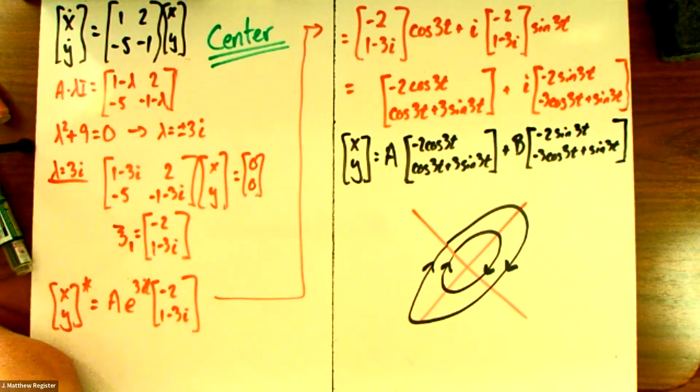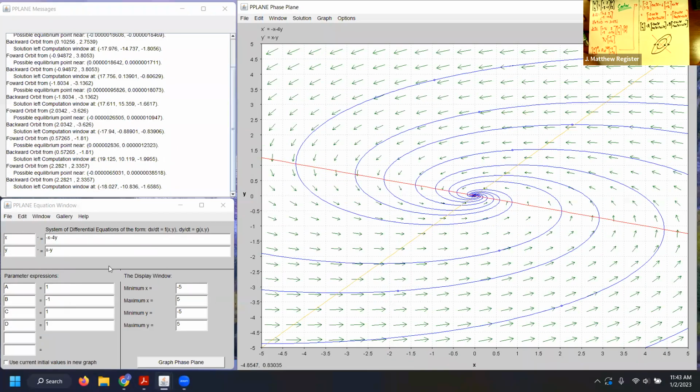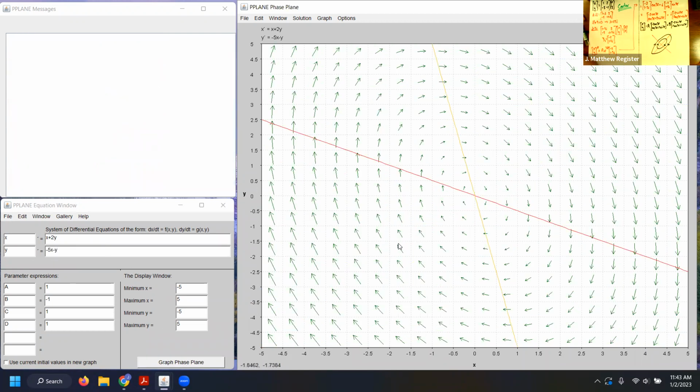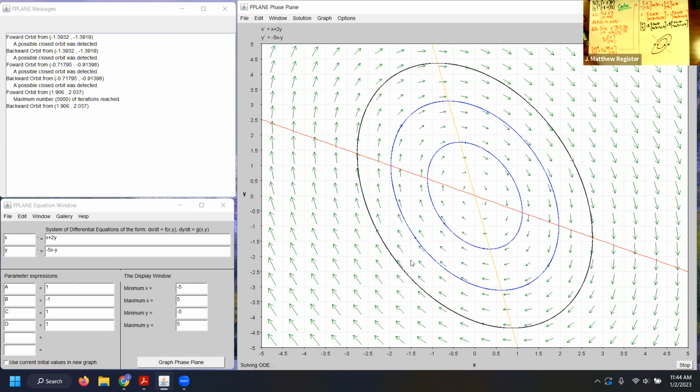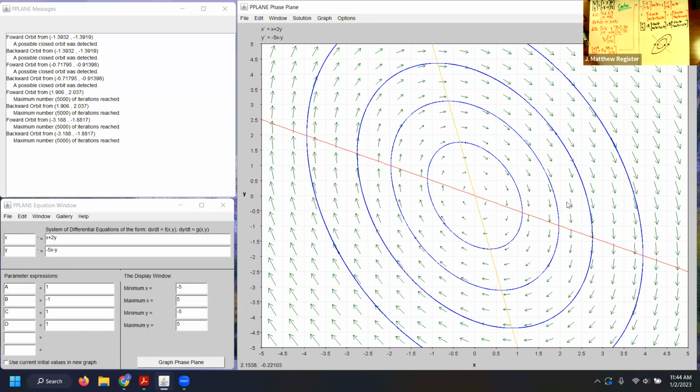If we want, we can check. And so let's check using our good friend pplane. Using pplane, this was x prime equals x plus 2y, and then y prime equals negative 5x minus y. Graph it. It's showing the null lines for us. And we can see the direction that it's going. And so it is going to be going in a clockwise direction, and it is definitely a center. It's not spiraling inward or outward.